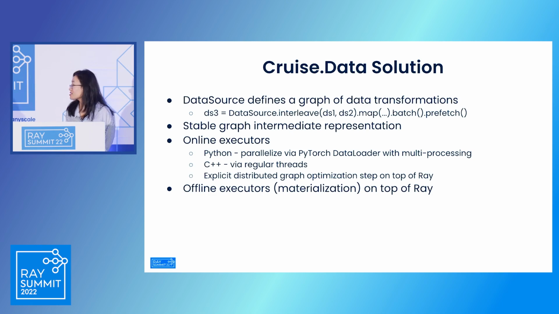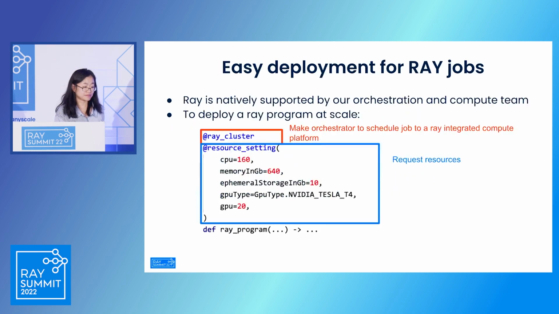So there are two executors. For the online part, currently we leverage the PyTorch data loader to provide multi-processing to make it run more efficiently. Underneath, we have a loader, as I mentioned, implemented in C++, so we can leverage the regular threads to do that. Okay, then Ray helps our ecosystem in two parts. One is graph optimization. The other part is that Ray serves as the backend for our offline executors. Both I will go into in depth.